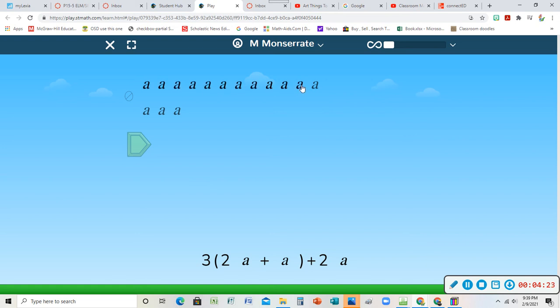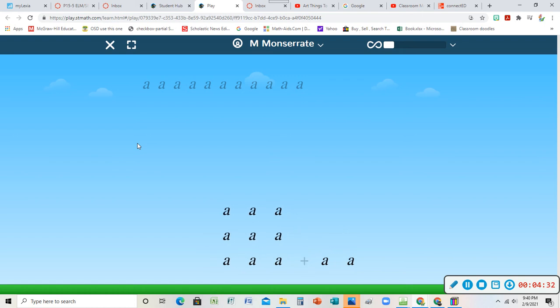I don't know why they don't give me a nice row of 10 and I have to count here. They should always be in rows of 10, then I don't have to count. I would just know to do 1 more than 10 and have 11 A's. All right, we have 11 A's.